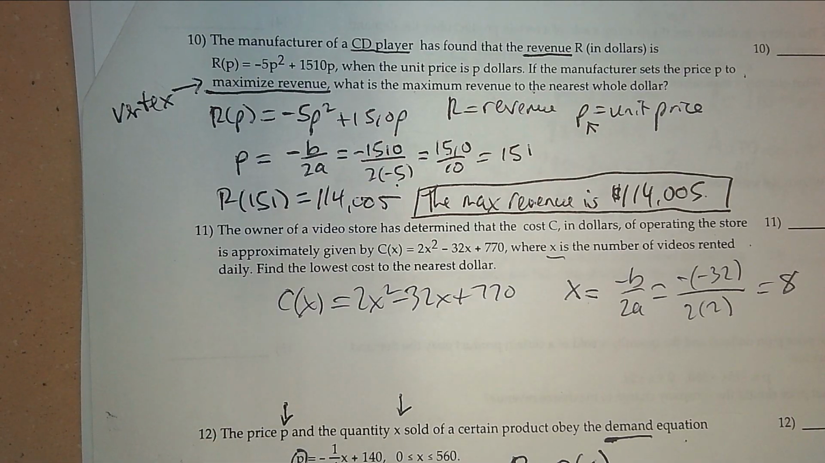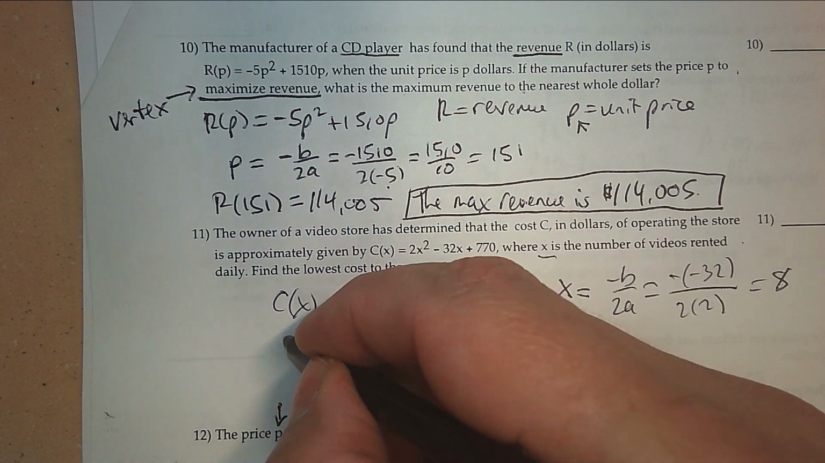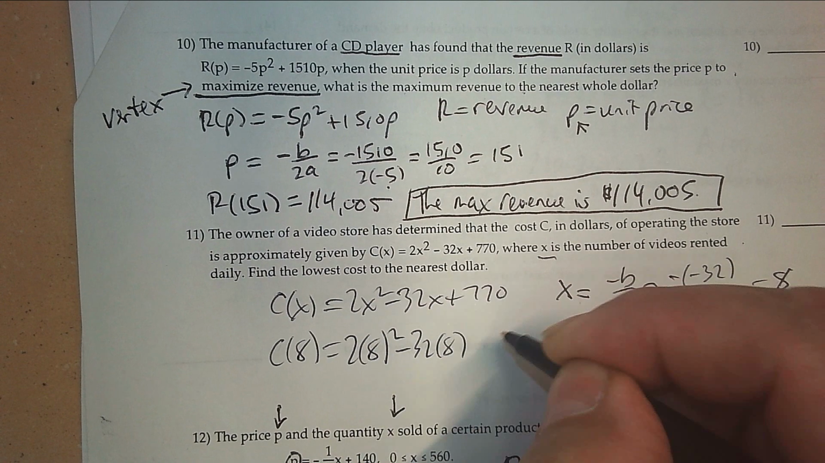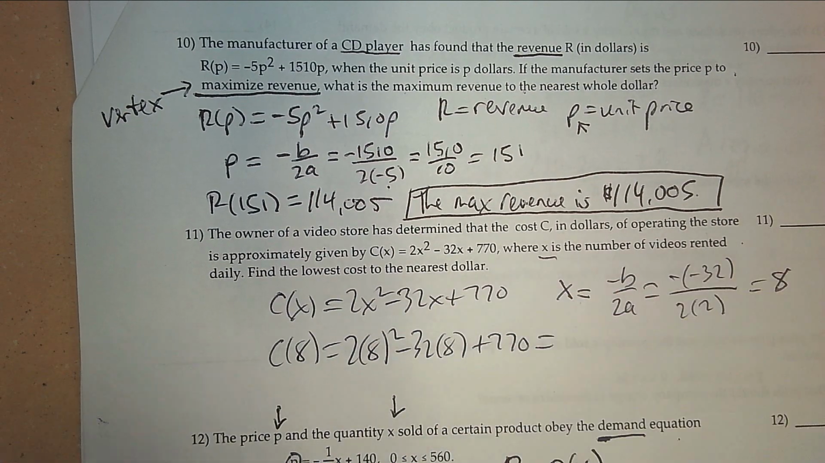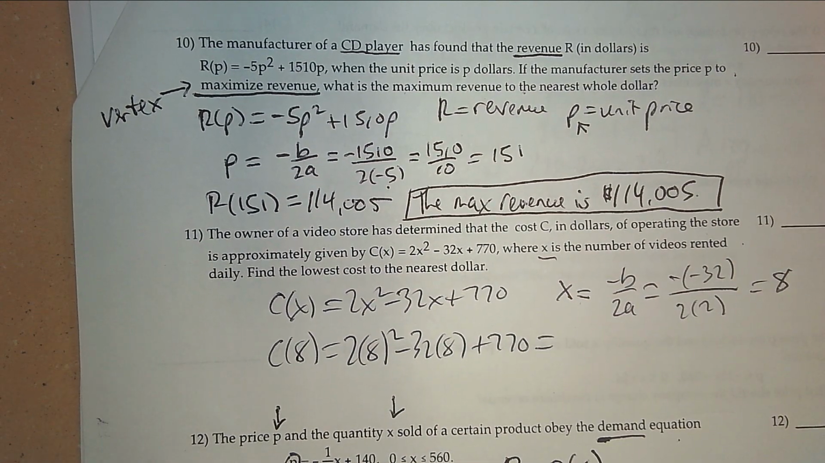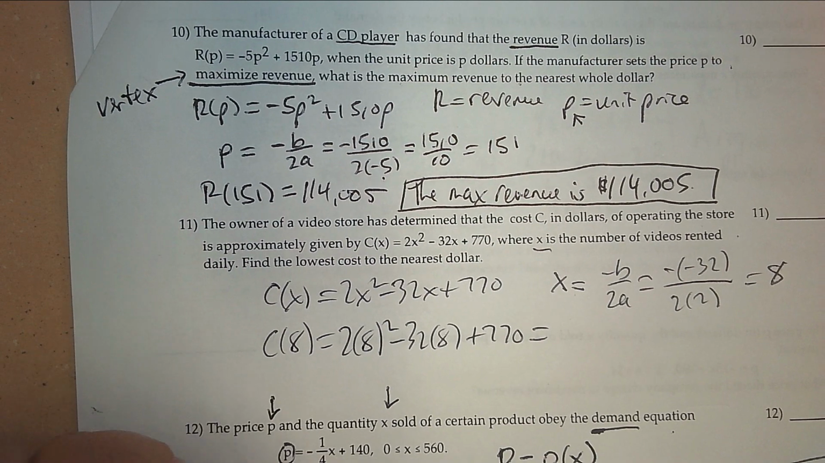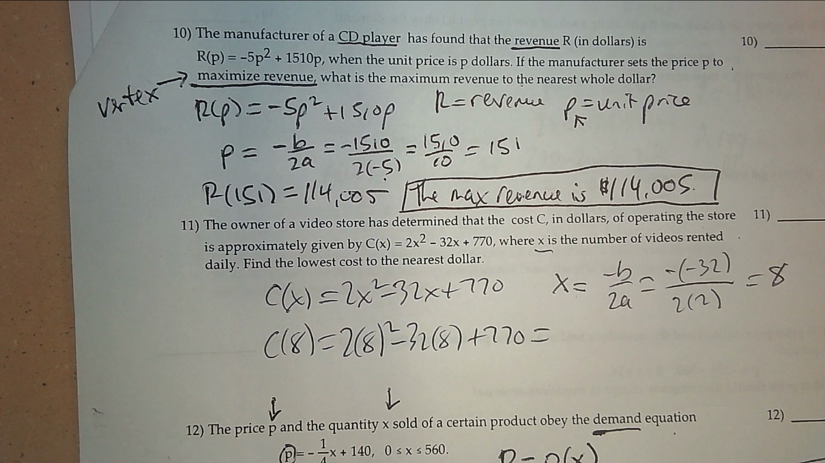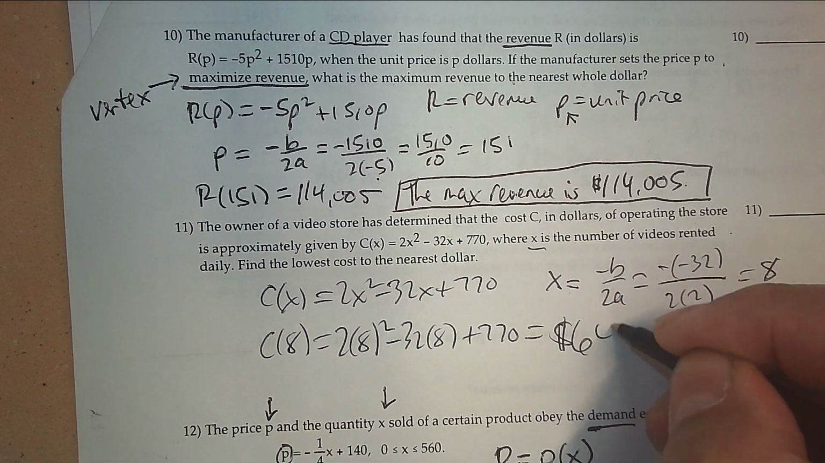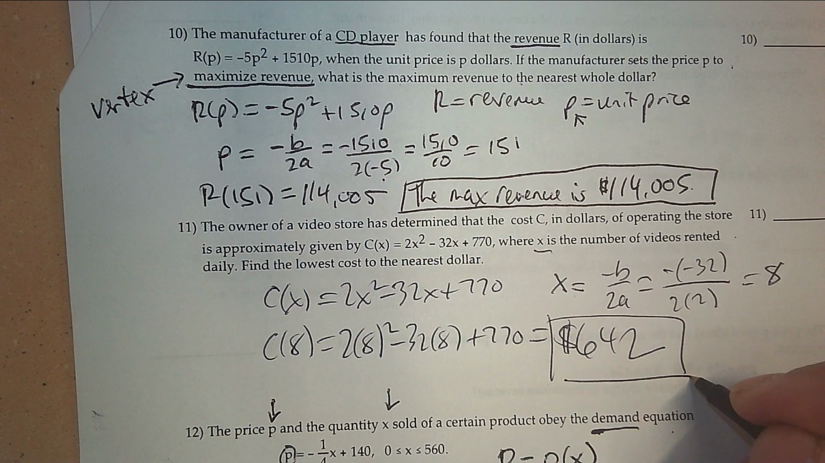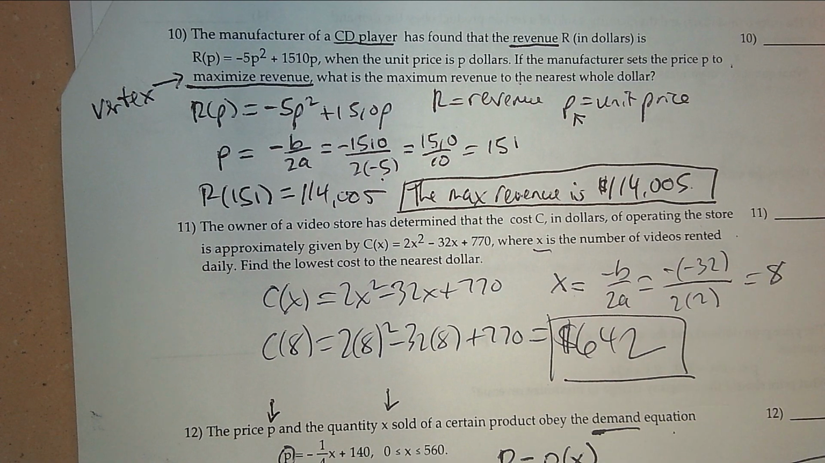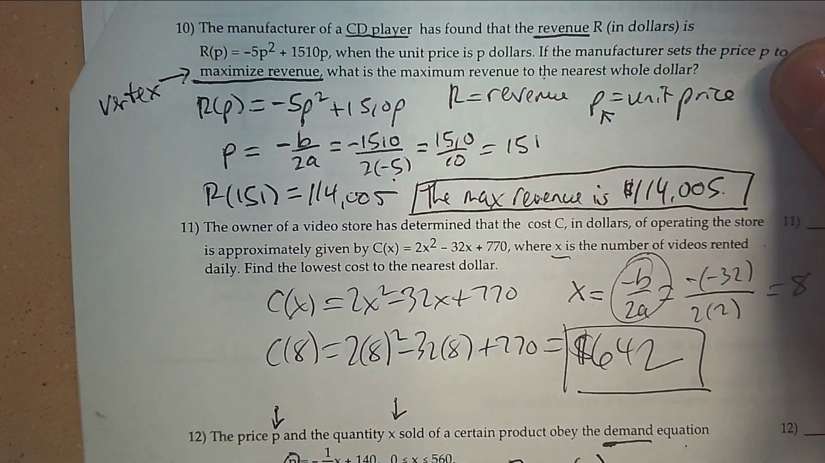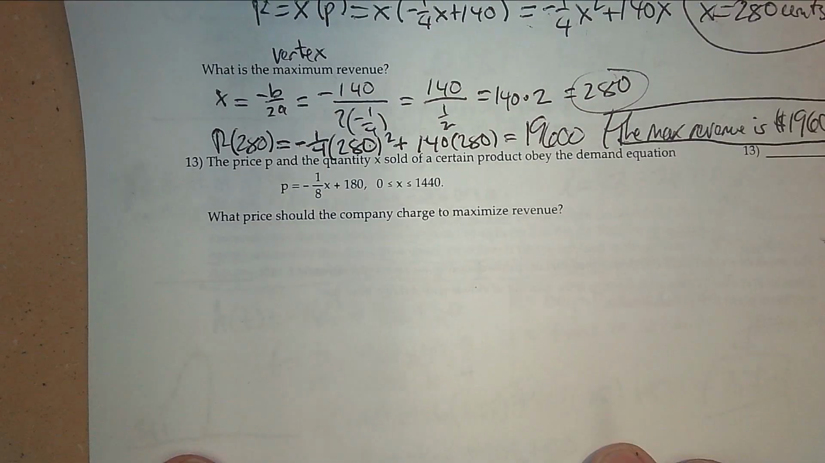Now 8 is how many videos. The actual cost then would be to plug in 8. So 2 times 8 squared, subtract 32 times 8 plus 770. So that would be the lowest cost. And again, the key is the formula to find the vertex, negative b over 2a. 13. Again, press pause if you want to try it first.